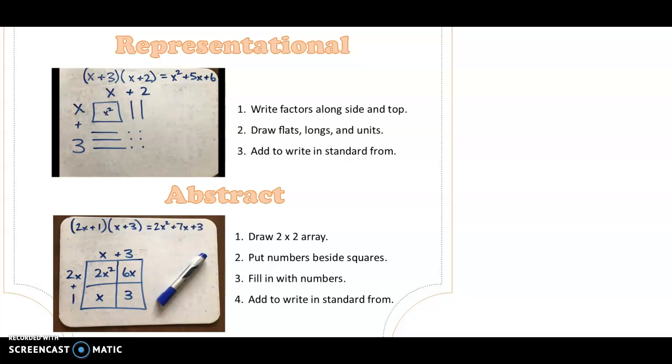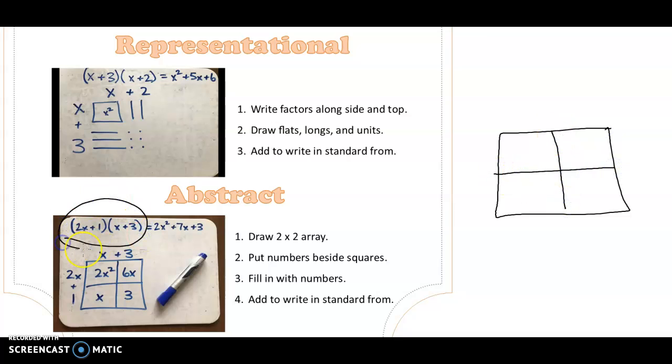After the students have mastered writing in standard form with the representational form, then we can move on to the abstract. This one is a little bit different. We have 4 steps now instead of 3. We're going to start out by drawing a 2 by 2 array for our students. Then we're going to take this binomial, and write 2x plus 1 across the side. And for our second part here, we're going to write x plus 3. Now we can multiply into each one of the boxes in this array.